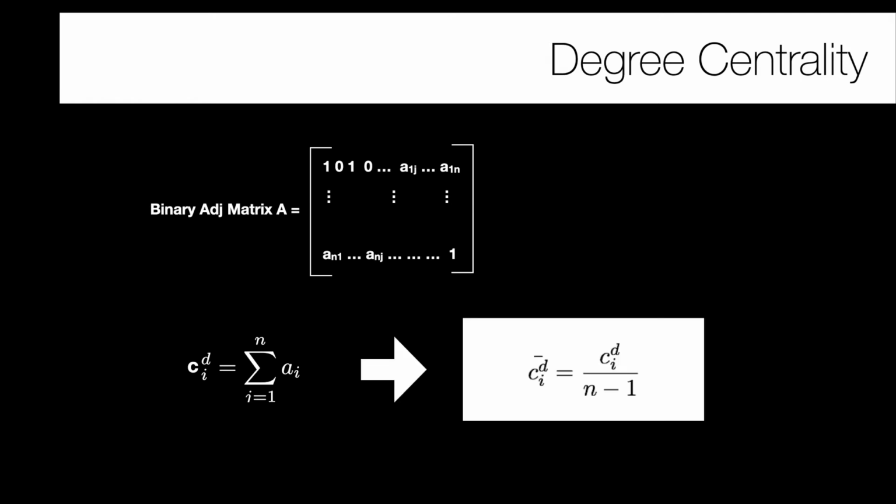And we can also normalize this to allow us to compare degree centralities across networks of different sizes by just dividing through by the number of nodes in the graph minus 1. So we know if we are excluding the idea of self-loops, or nodes that are connected to themselves, then no node can ever be connected to more than n minus 1 other nodes in the graph.